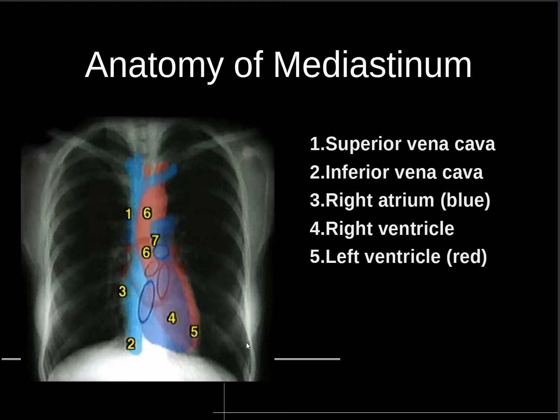6 is a structure that comes off the left ventricle, and it comes all the way around. It's red, so that might give you a clue. It's an artery. It's actually a very big artery. It's the aorta, ascending aorta, becoming arch of aorta. And 7 is the pulmonary trunk.